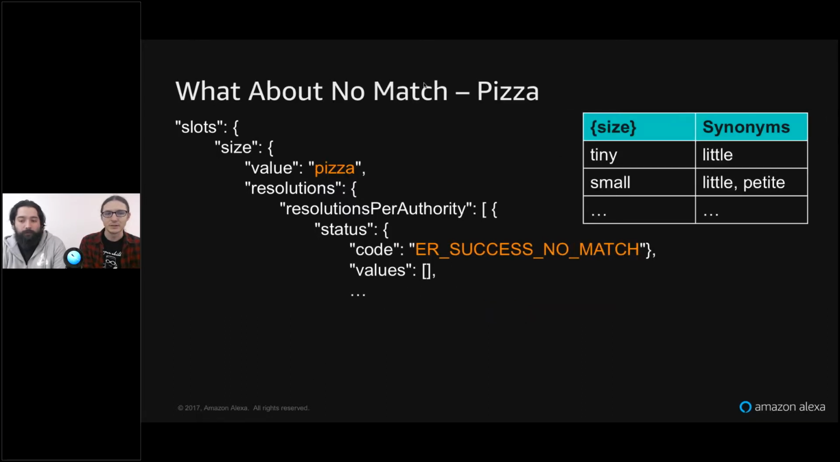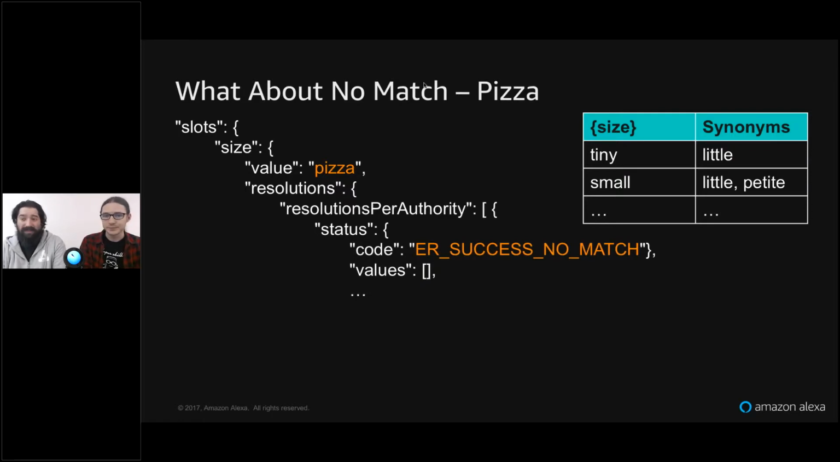Right. So now what happens if the user says something that doesn't match, something that we don't want, right? So for our size slot, what if the user says pizza? Like, I want a pizza dog. In that case, we get an ER success no match. That means that due to fuzzy matching, it found a value, but it fell outside of the list that we provided. So that's the one thing you want to realize, that it's not an enumeration.